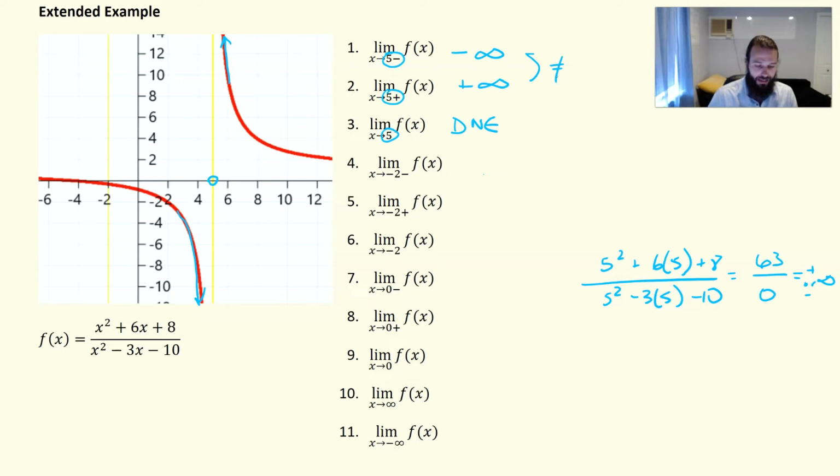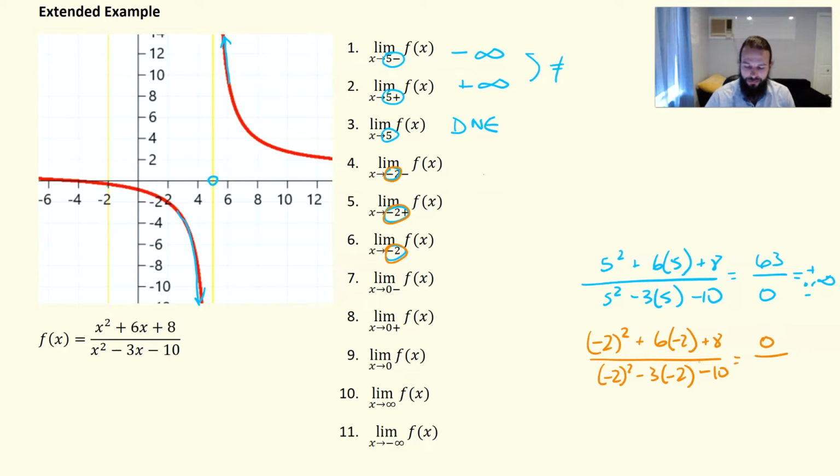Let's then take a look at as x approaches negative 2 from the left, the right, and in general. Now negative 2 is here. And again, let's go ahead and put them in first. I'm again going to change the color here. So we put in negative 2 squared plus 6 times negative 2 plus 8, all over negative 2 squared minus 3 times negative 2 minus 10. 4 minus 12 plus 8 is 0. 4 plus 6 minus 10 is also 0.